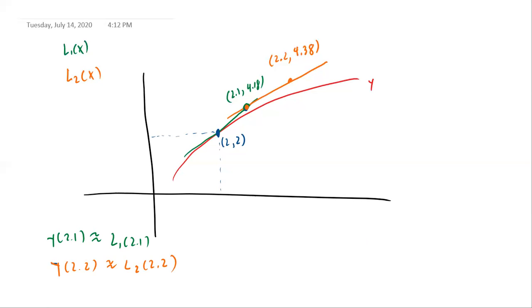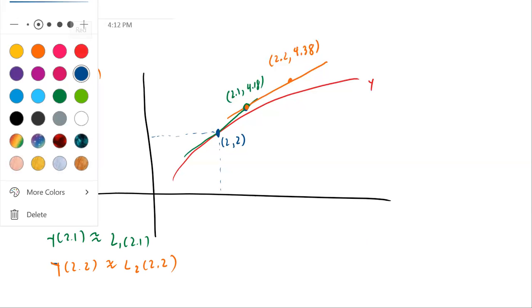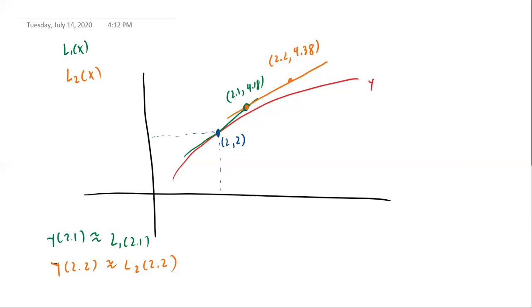So you see, each time, and if we were to do this another time, let's say we wanted to approximate y of 2.3, we would find another linearization, another equation of a tangent line that now goes to the point (2.2, 4.83). And again, this point does not lie on the graph of y, but hopefully the error in this coordinate is not that bad, and it's more accurate than just using the initial linearization.